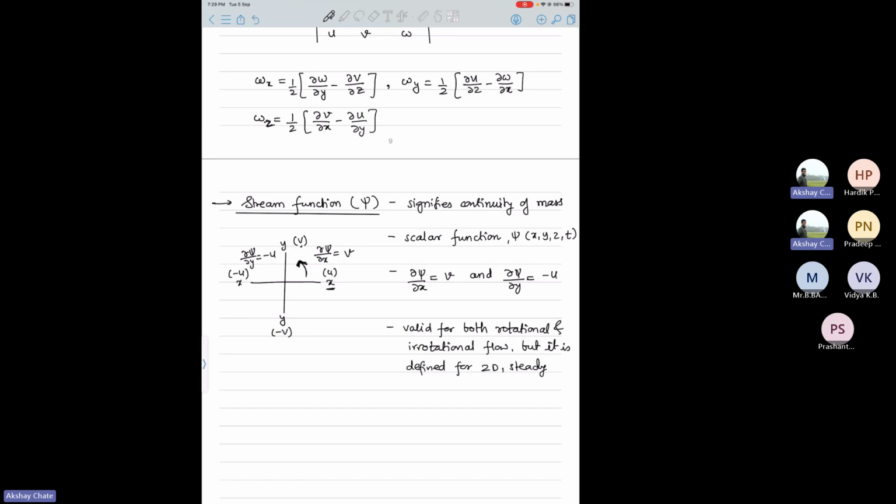Yeah, both of these things are defined for steady flow, but this stream function is defined only for 2D steady flows. So maybe z should not be here. One second, is it correct? Typically we take only 2D examples, therefore we don't consider the validity for 3D. Let me just check, is the stream function valid for 3D flow?